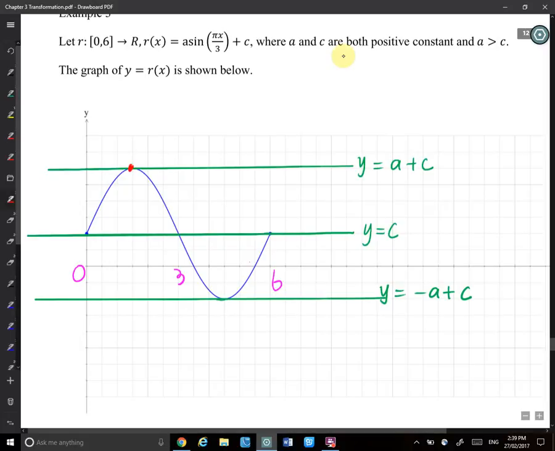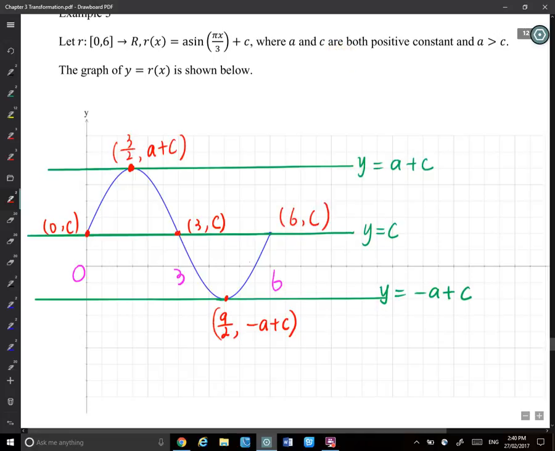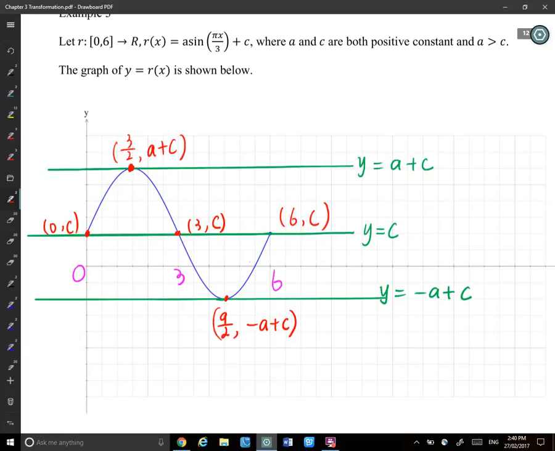And I will know the coordinates for this point must be 3 over 2 comma A plus C. The coordinates for this point must be 0 comma C. This must be 3 comma C. This point must be 9 over 2, which is 4.5, comma minus A plus C. And this last point must be 6 comma C. That's my key points. If I can find those key points, I should be able to find the shape of the graph.